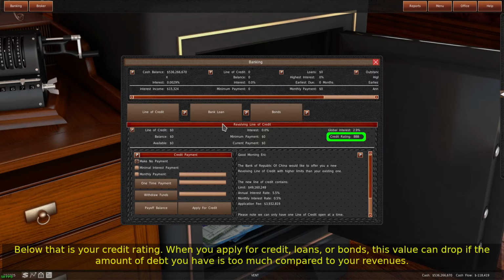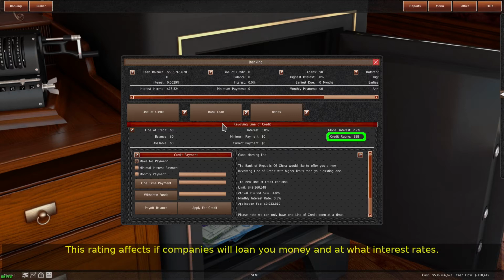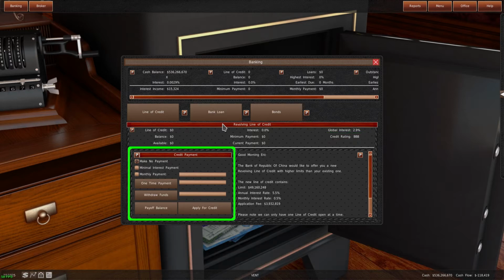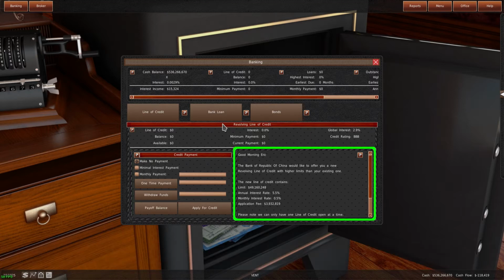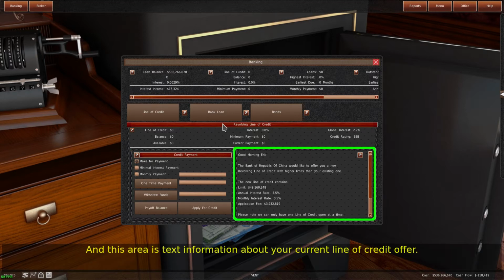Below that is your credit rating. When you apply for credit, loans, or bonds, this value can drop if the amount of debt you have is too much compared to your revenues. This rating affects if companies will loan you money and at what interest rates. This area is where you'll interact with the line of credit. And this area is text information about your current line of credit offer.